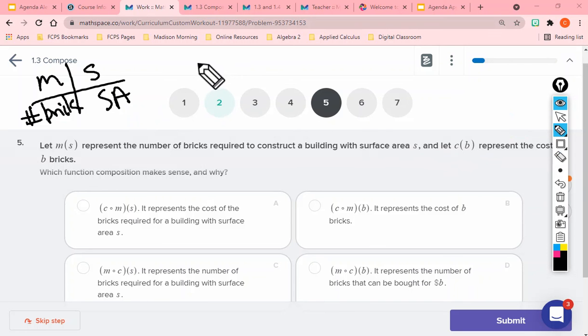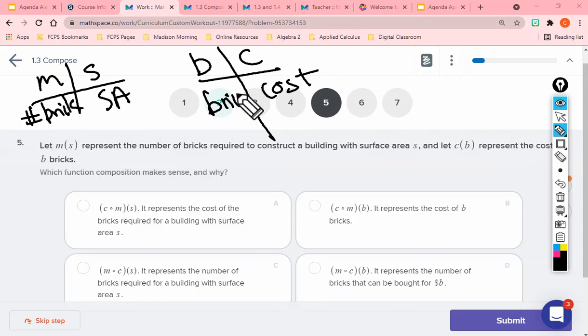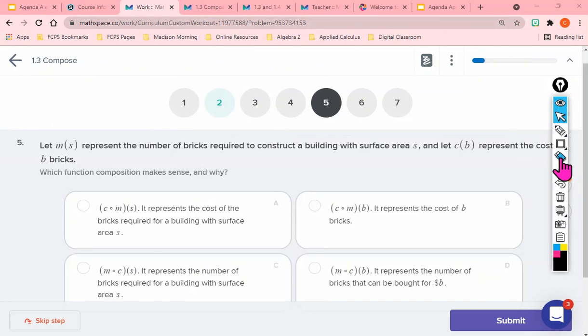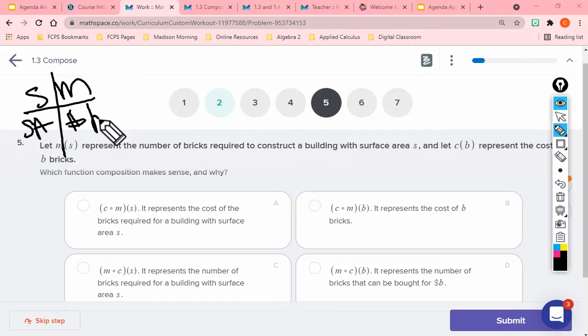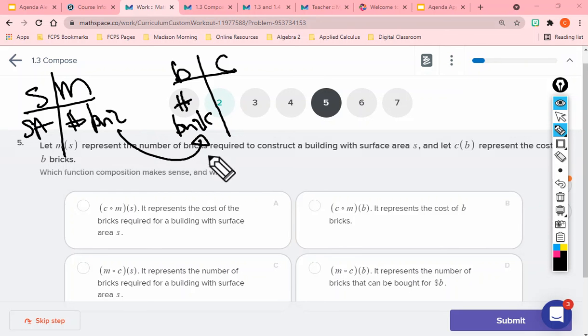Okay, C of B, so B and C represents the cost. And this is bricks. Actually, I think I was backwards here. Let's try that again. S, M. S is the input. Surface area, number of bricks. Okay, B to C. Oh, number of bricks. Do you see the connector? Output becomes the input. Cost. Okay.